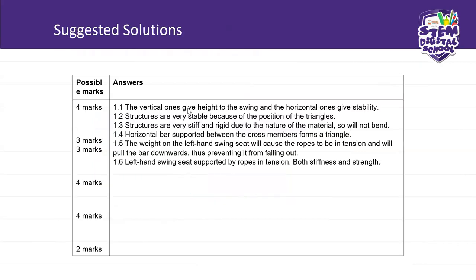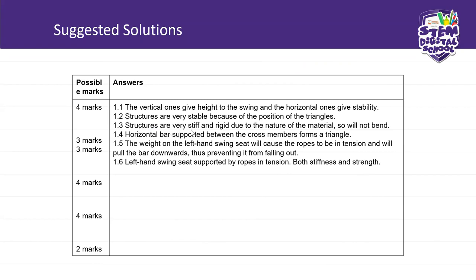These are your answers. The vertical ones give height to the swing, and the horizontal ones give stability. Those are the members, the vertical ones and the horizontal ones. Structures are very stable because of the position of the triangles. We talked about the triangulation. You can check that against the answers that you are giving me.